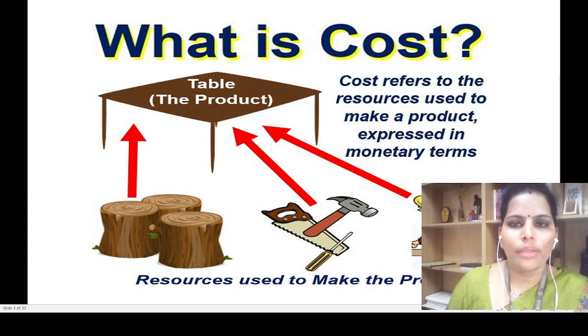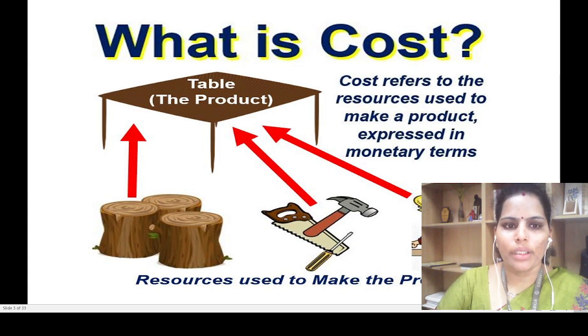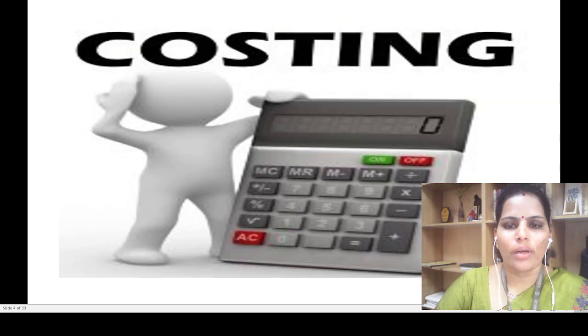Say, for example, what is required for producing a table? We require the wood, we require the tools, we require the labor, correct? So the total cost you are spending for making this product is called cost. Next, the next concept is costing.